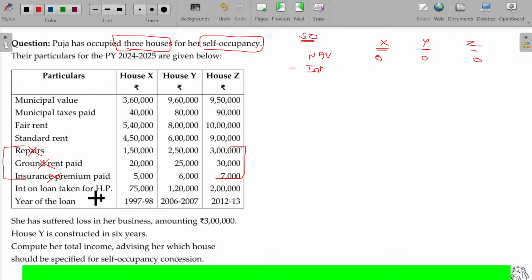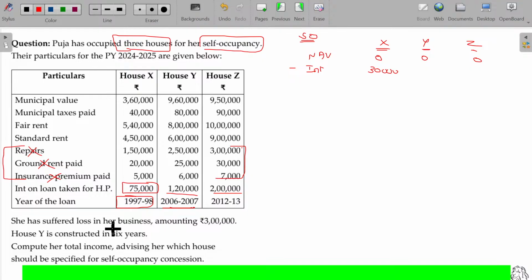And interest on loan taken for house property: 75,000, 1 lakh 20, 2 lakhs. If the loan was borrowed before 1/4/1999, the maximum interest deductible is only 30,000 in case of self-occupancy. Is that okay? In case of Y, 2006-07, 1 lakh 20. She has suffered loss. Before we go further, we'll try to finish up the other adjustments also.